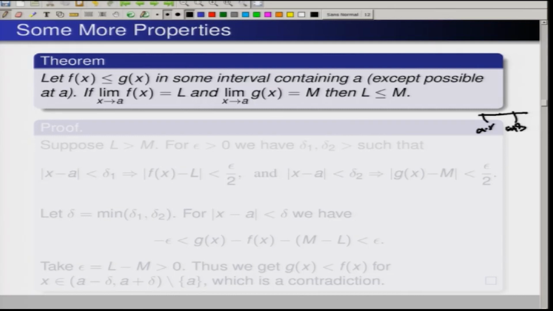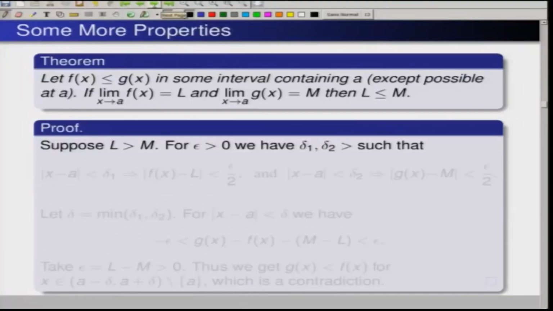Now, if limit of f of x equals L and limit of g of x equals m, you see f of x is going to approach L whenever we go close to a. g of x is going to approach m as x approaches a. Therefore, what it says is that L should be lesser equal to m, because f of x is lesser equal to g of x. That is quite expected. So, how does one prove this?